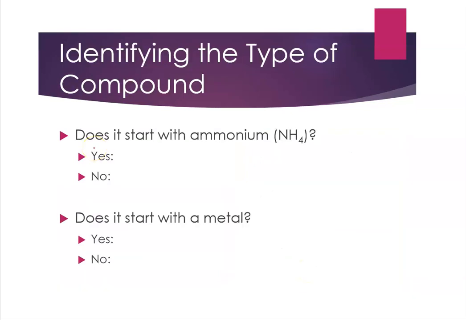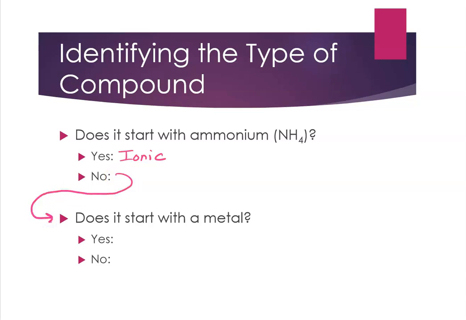So the last thing that we need to be able to do before we can get into the actual nomenclature of everything is identifying the type of compound. All right, so we have sort of a checklist that we can go through. So we ask ourselves 2 questions. Does it start with ammonium or NH4? If the answer to that question is yes, then it is an ionic compound. If the answer to that question is no, then I come to the second question.